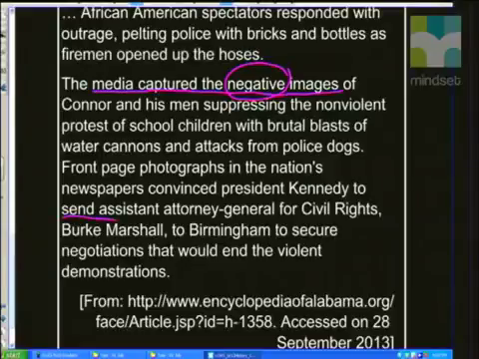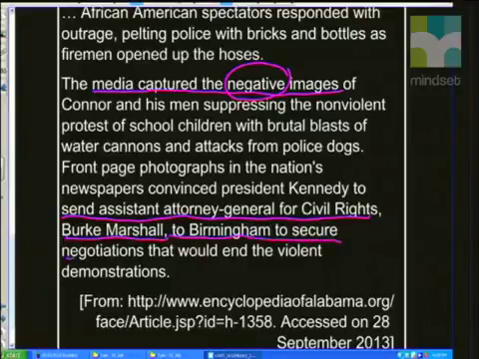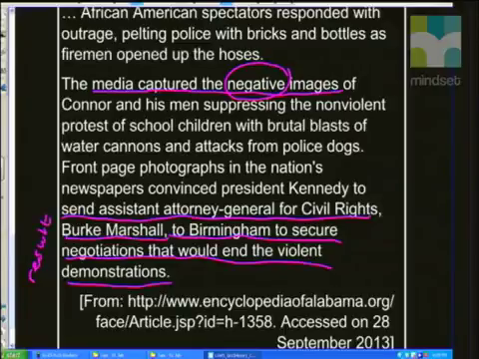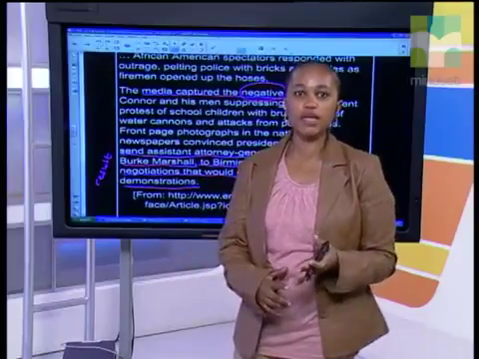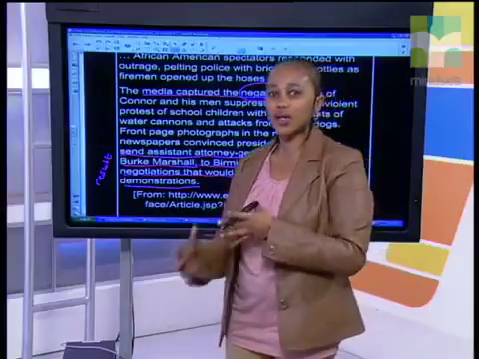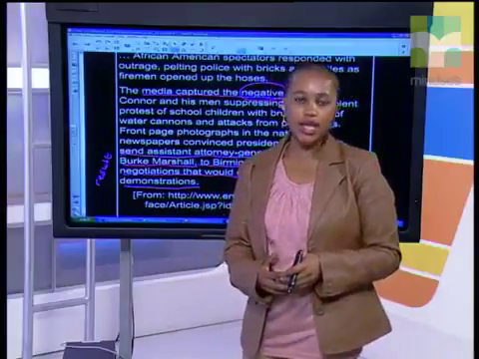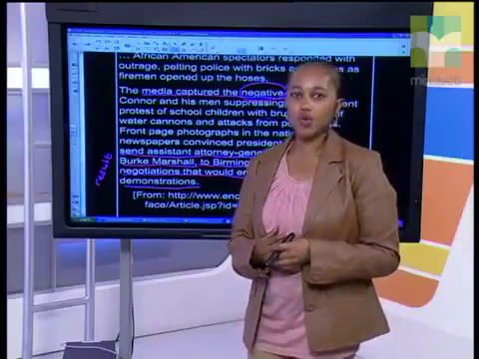He sent an Assistant Attorney General for Civil Rights, Burke Marshall, okay, don't worry if you don't remember his name, it's right here, to Birmingham to secure negotiations that would end the violent demonstrations. So this was the result. So as you can see, we've looked at cause and effect, we've looked at the role of the media, we've looked at the role of the police, and we've looked at what happened as a result of the chaos that was caused there. So that is how you should analyze your written source.